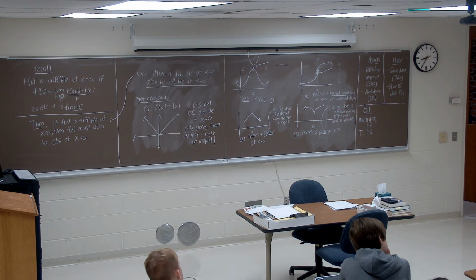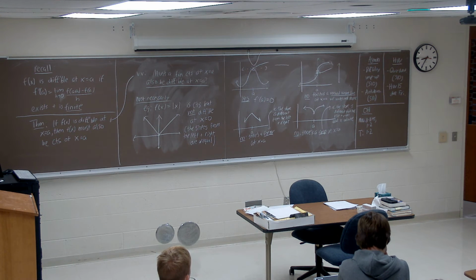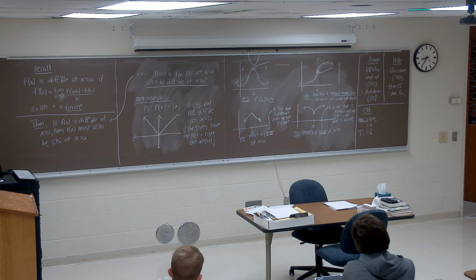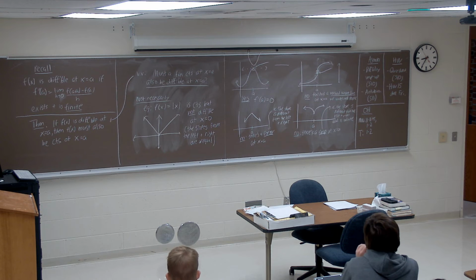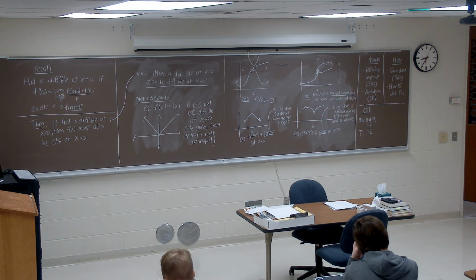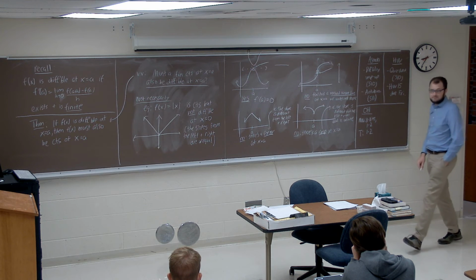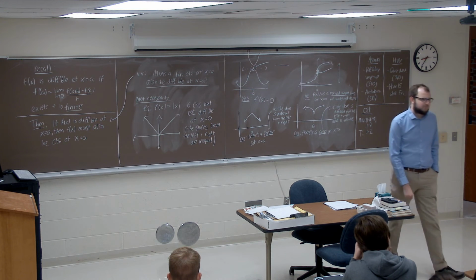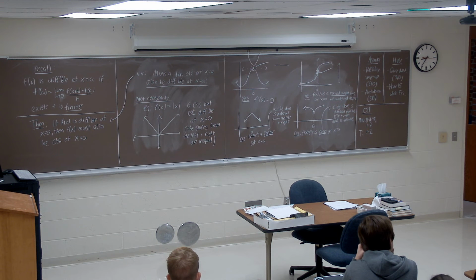And if f of a does not exist, then you can't have continuity. And if you don't have continuity, then you can't have differentiability. So, for the third time, f of x fails to be continuous at x equals a because f of a does not even exist for this particular function. Any questions or comments about any of these?